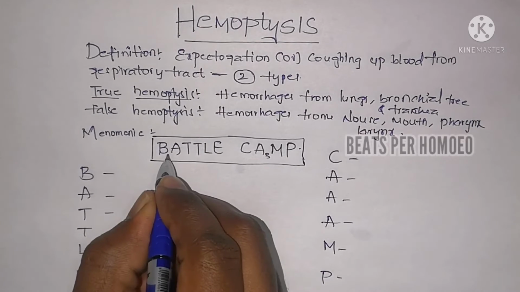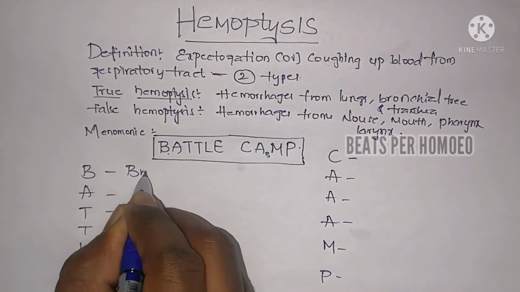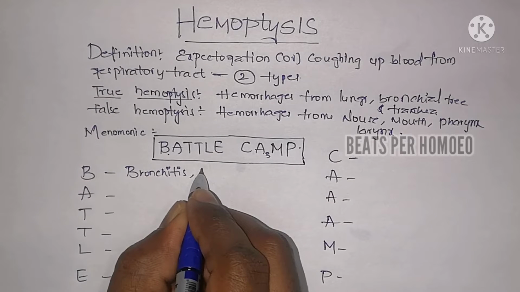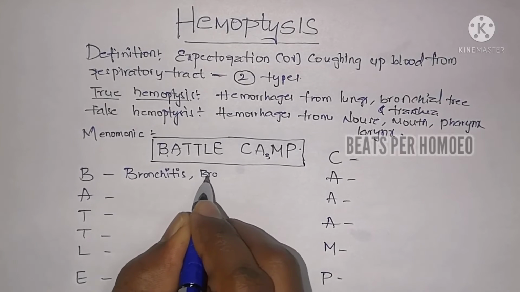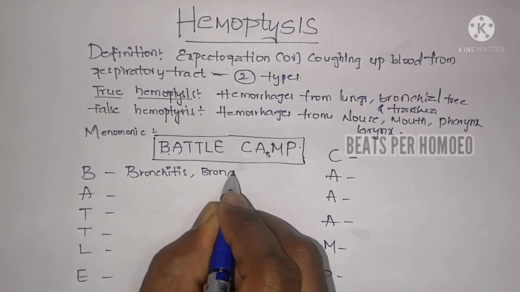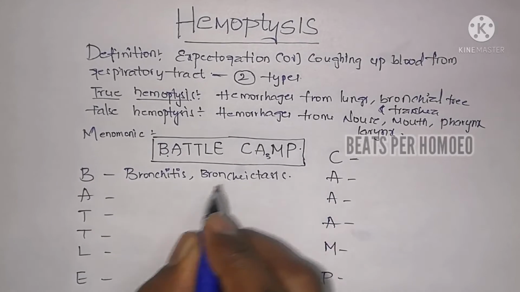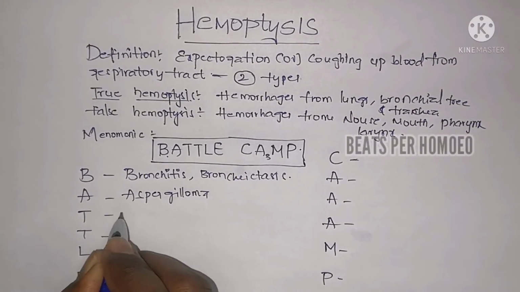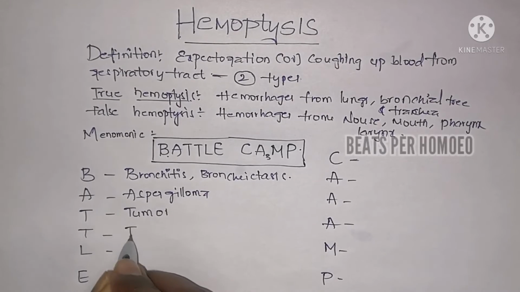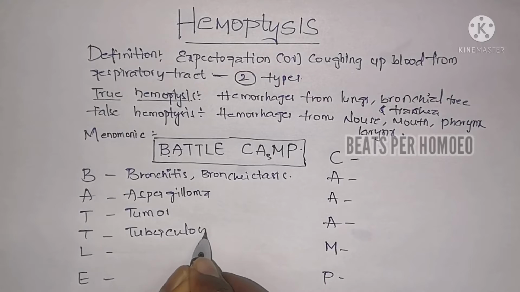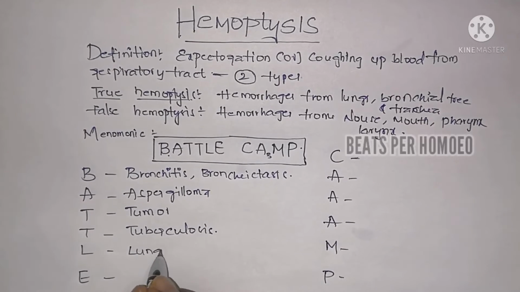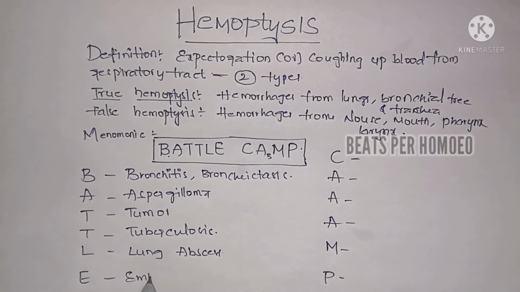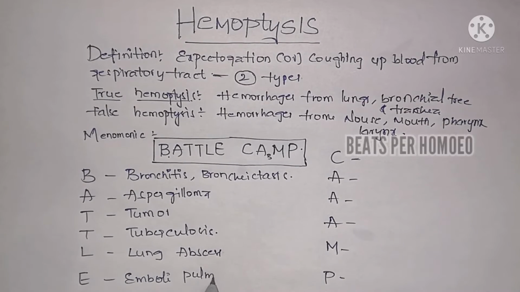Coming to the B for bronchitis and bronchiectasis, and A for aspergilloma, T for tumor, and another T for tuberculosis, and L for lung abscess, and E for pulmonary emboli, that is pulmonary embolism.